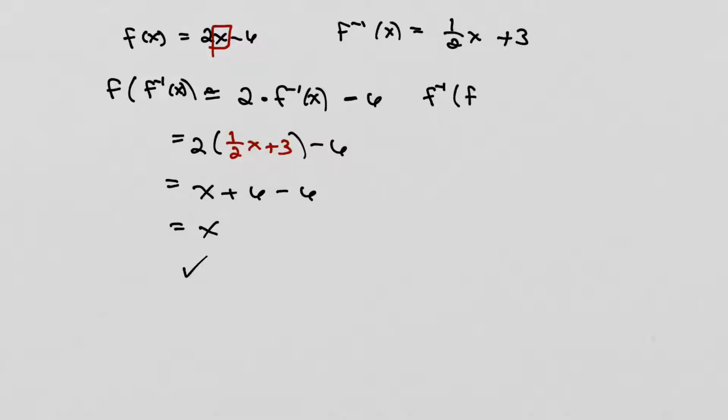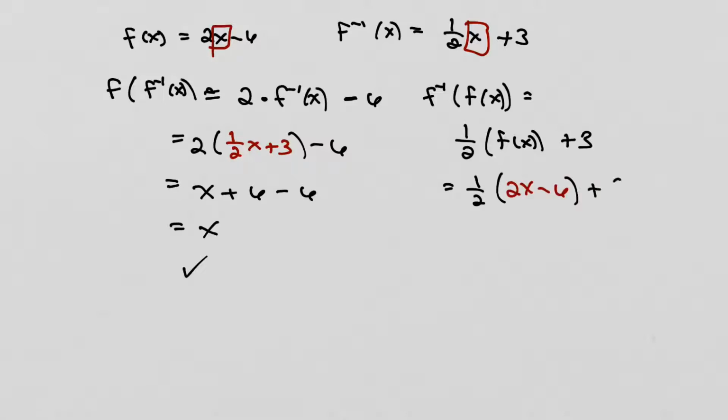What happens if I take f inverse and I plug f into that? Well, that should be 1/2 times, and in this case, I'm plugging in right here, so it would be 1/2 of f of x plus 3. So that's 1/2, and f of x, if you remember, is 2x minus 6. If you distribute the 1/2, you get an x minus 3, and then you've still got that plus 3 hanging out there. So those add up to 0, which leaves me with just x as well. Right? So both of those checks work out, so I know that we found the correct inverse for f.